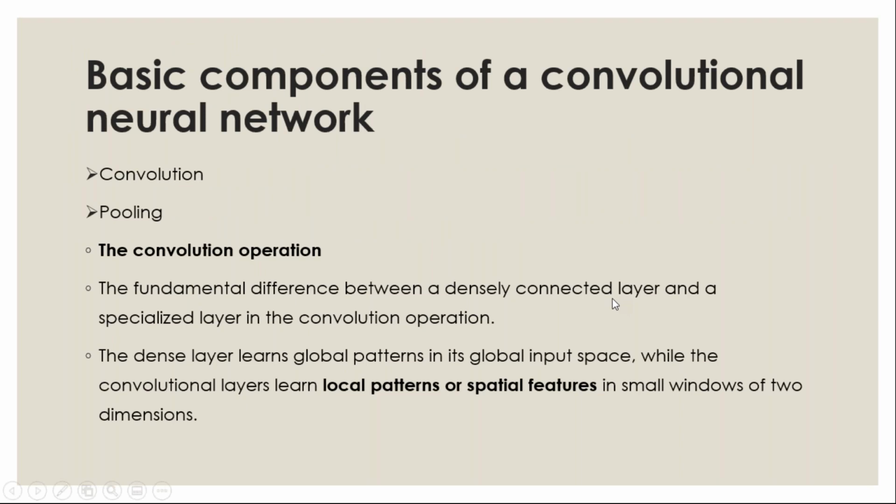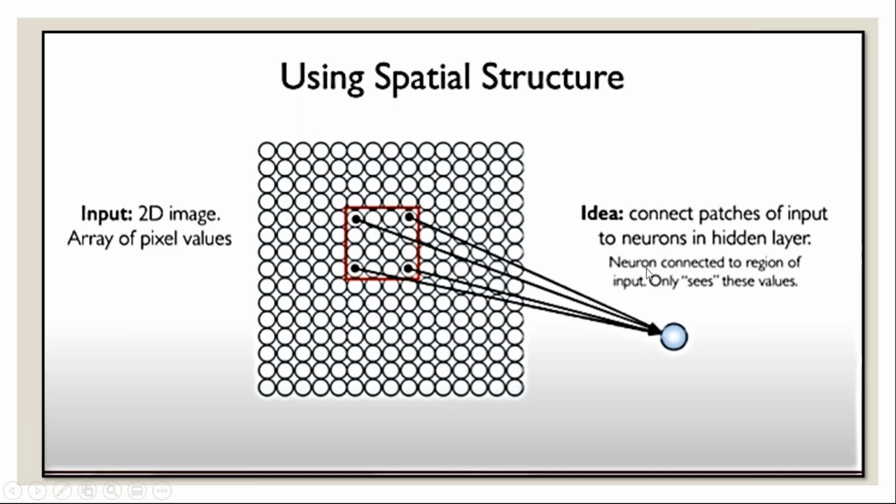See here, a dense network, which is your traditional network, learns global patterns in a global input space. But the convolution layer learns local patterns or spatial features in small windows of 2 dimensions. That is the main difference between traditional and convolutional, because this is the basic concept here. So you're going to give a patch. In this example, I'm not giving all the pixels to the next neurons. I'm going to give only a 4 cross 4, so 16 pixels only for the next neuron. That is your spatial structure.